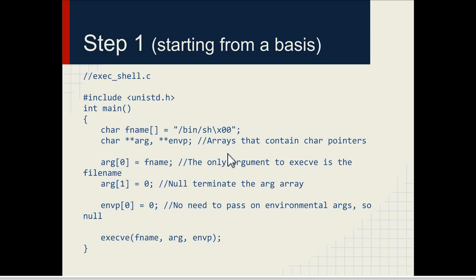So what's going on with this C code is that we basically declare fname to be slash bin sh. The slash x00 I could have actually omitted. I think I did in a later slide, and I forgot to leave it here. And then we declare our array, and we set the first argument of the argument array to be the file name, and then we terminate the array with a null. And then similarly, we just set the environmental variable array to null. And then we will execute it, and if you compile this, it will spawn a shell.